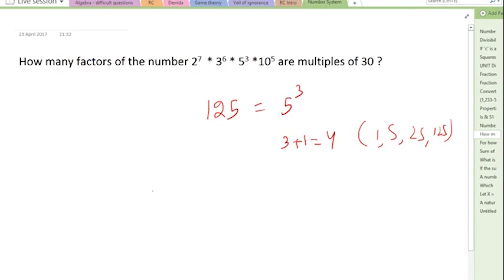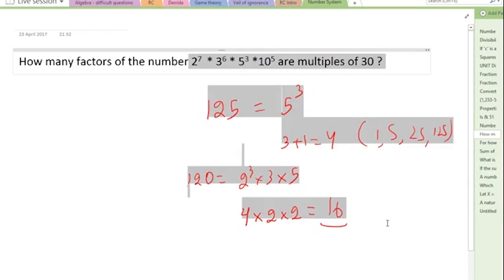All powers of 5. If we are asked how many factors will 120 have? So 120 is 30 into 4, right? It's 8 into 15, 2 cube into 3 into 5. So 3 plus 1, 4, into 3 to the power 1, so 1 plus 1, 2, into 5 to the power 1, 1 plus 1, 2. And so it will have 16 factors. So that's how you can count the number of factors. Now let's look at this question.